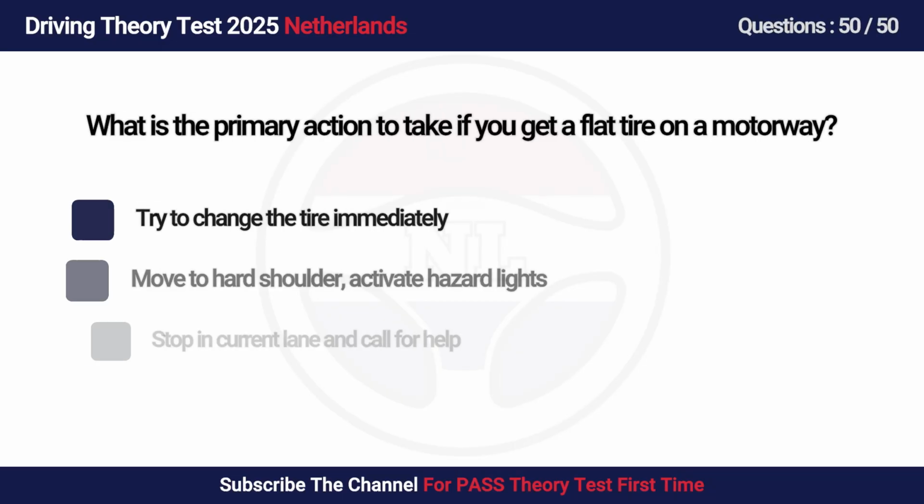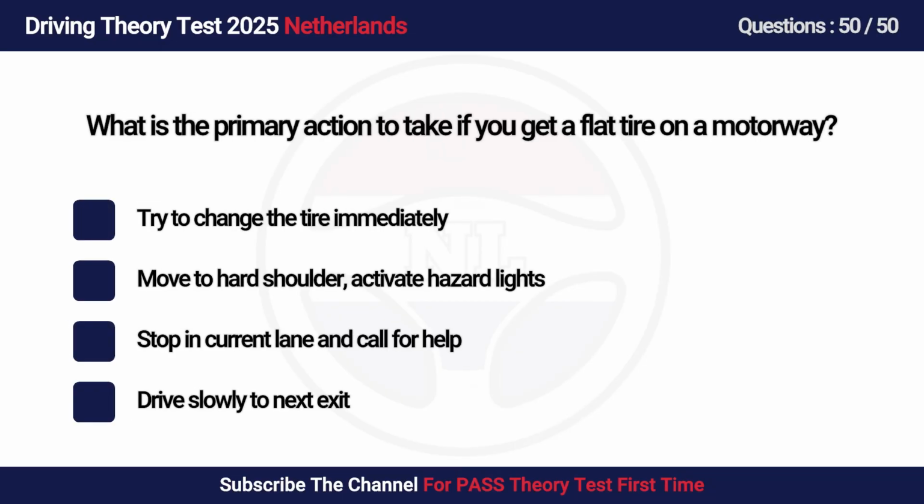Question 50. What is the primary action to take if you get a flat tire on a motorway? A. Try to change the tire immediately. B. Move to hard shoulder, activate hazard lights. C. Stop in current lane and call for help. D. Drive slowly to next exit.